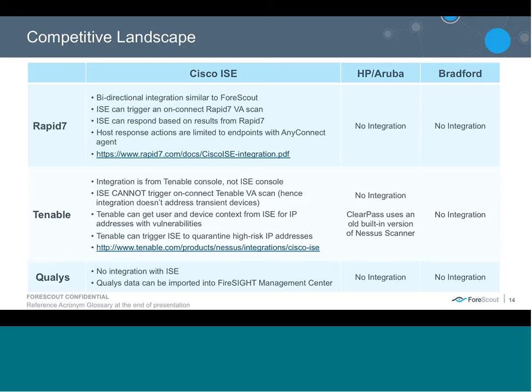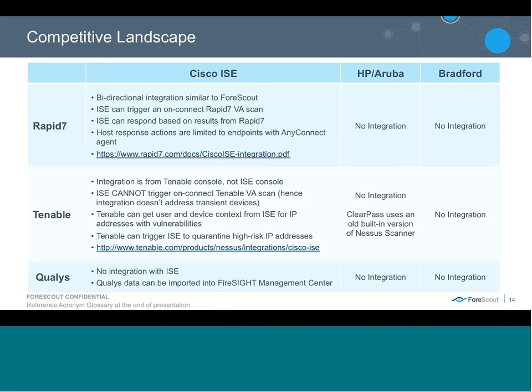Tenable can get user and device information from ICE that have vulnerabilities, and Tenable can trigger ICE to quarantine a high-risk IP address. But if you think about it, with Tenable and ICE, you still have two separate products. You still have two separate consoles that you have to look at, versus the integration that we have with Tenable, which allows us kind of a single pane of glass, so to speak, so that you can see what's going on with Tenable from within the Counteract console.